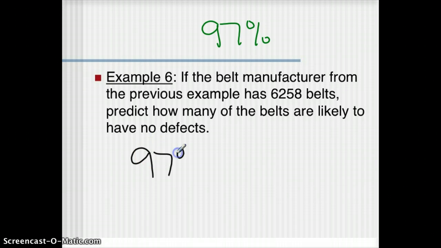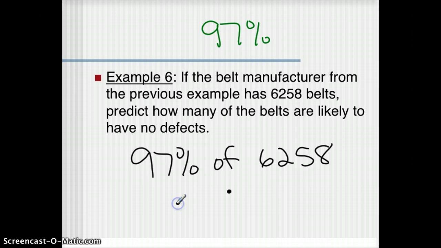So remember, if we do 97% of 6,258, you want to remember that in math, of means times, so I'm multiplying. And it's good if you change that to a decimal, 0.97. 0.97 times 6,258. So I'm going to go ahead and do that. Definitely use a calculator on that one. You're going to be allowed on this part of the quiz.